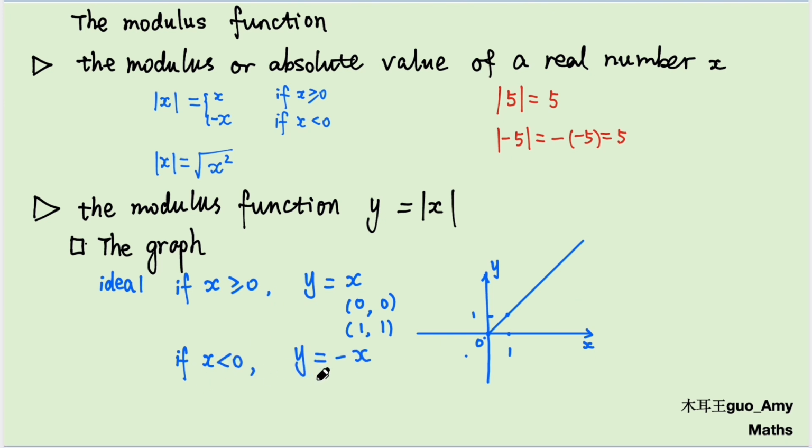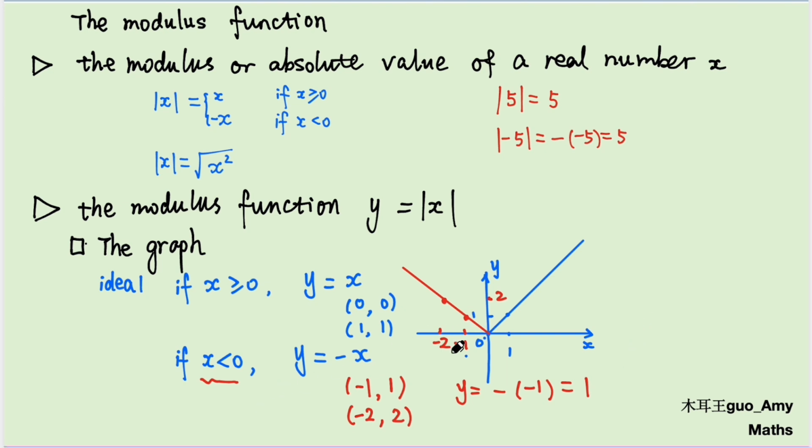If x is less than 0, y is equal to negative x. It is a linear function as well, and we select 2 points to determine the graph. We will select x equals negative 1, so based on the condition x should be negative. Then the corresponding y will be negative x. Substitute x, then negative becomes positive. Therefore, the y value is positive 1. Similarly, we will have x equals negative 2, then y becomes positive 2. Plot these 2 points on the diagram, and then we connect these 2 points using a straight line.